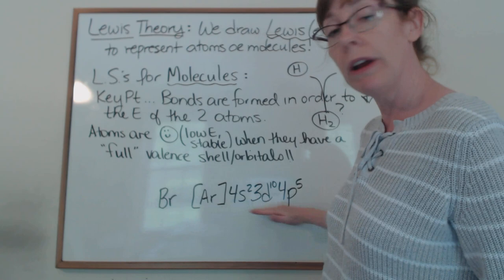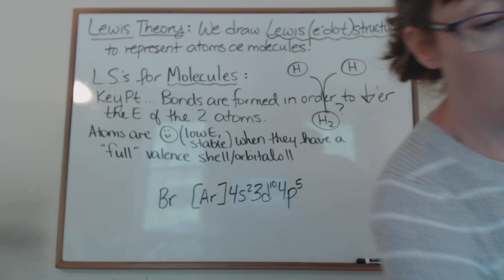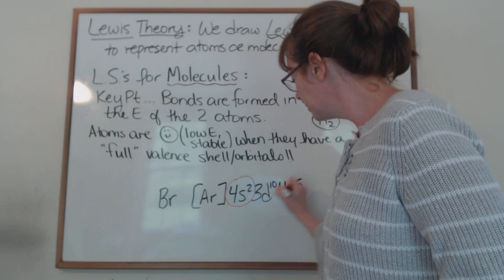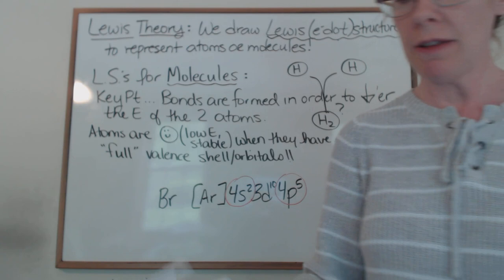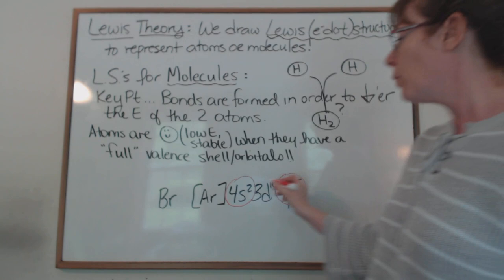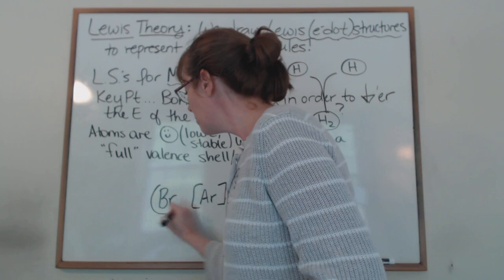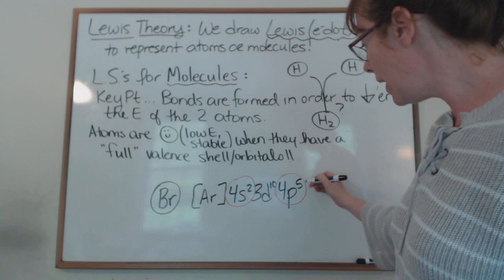Okay, where are his valence electrons? His valence electrons are, for main group elements, the ones in the highest principal quantum number. So these ones, he has 7, 2 plus 5 is 7, consistent with the fact that he's 7A in his group number on the periodic table. Once again, by himself, the bromine atom is not happy, because he only has 7 valence electrons. He wants 8. 8 will make him full. An extra one will make him full. 4s2, 4p6 would be full.